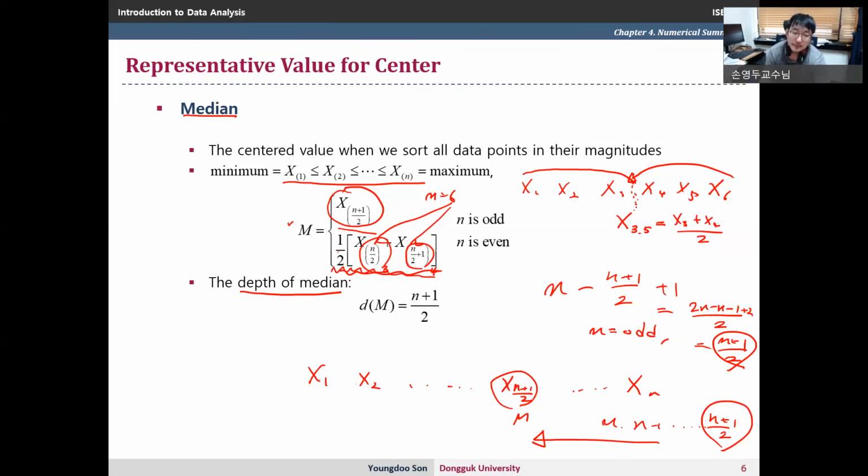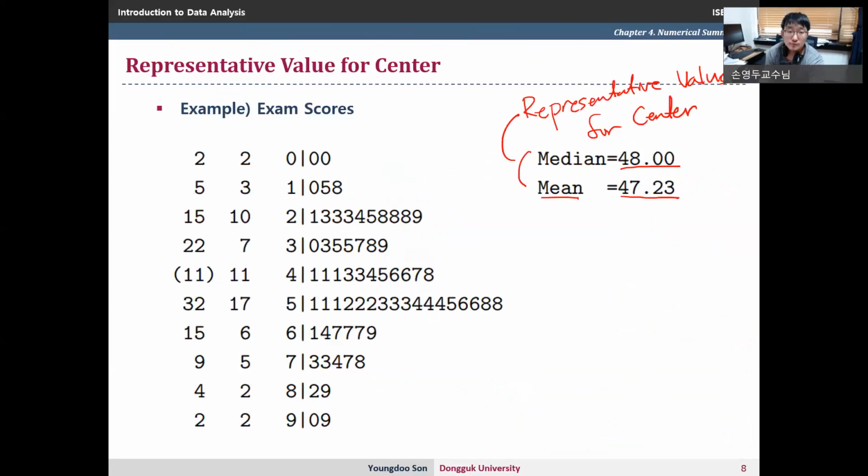Okay. And the median also has a property that its depth is the largest among the others. In other words, the median is the data point that has the largest depth among all the data points. So we can calculate the median and mean for the example here.